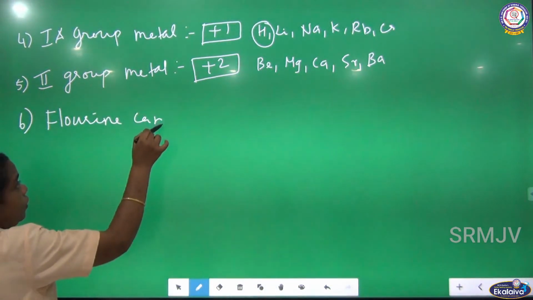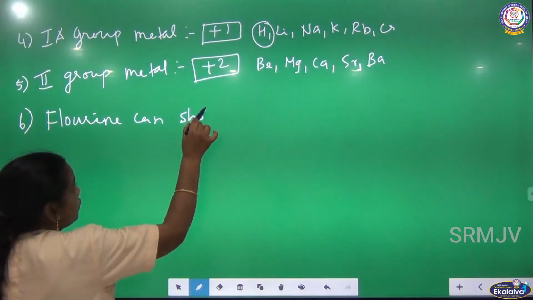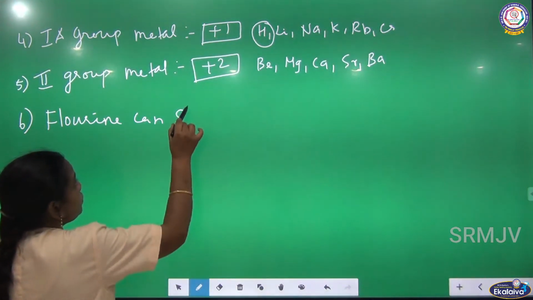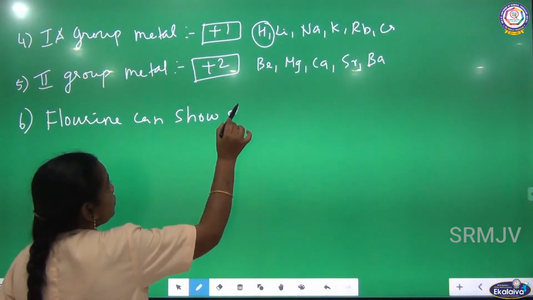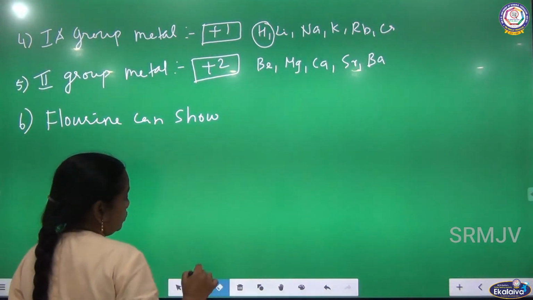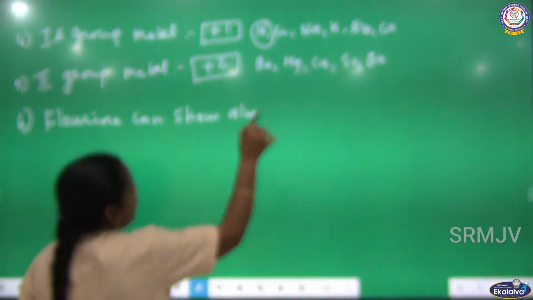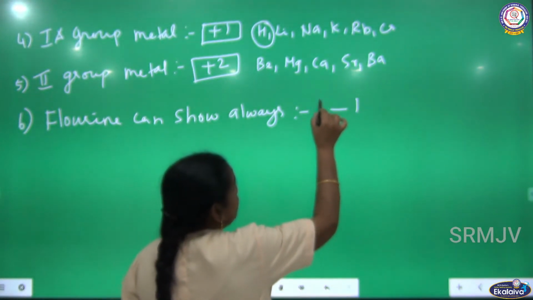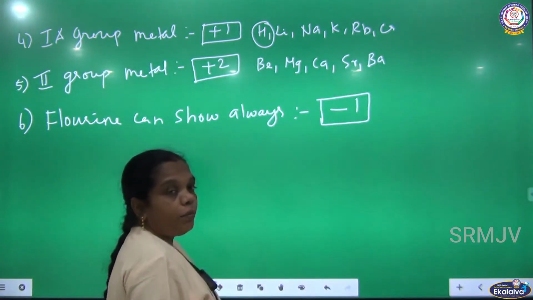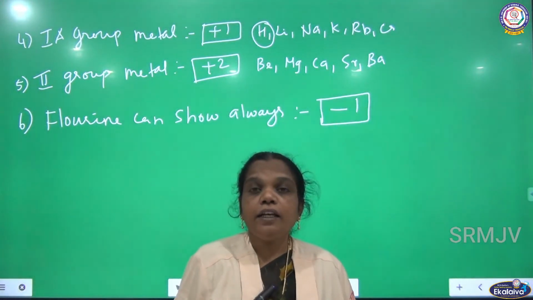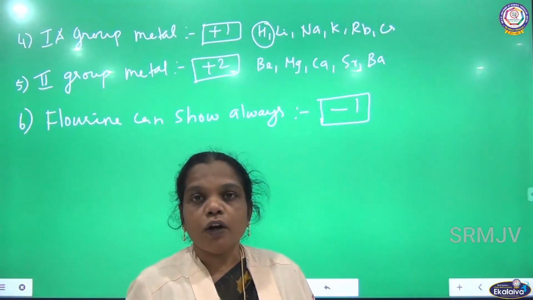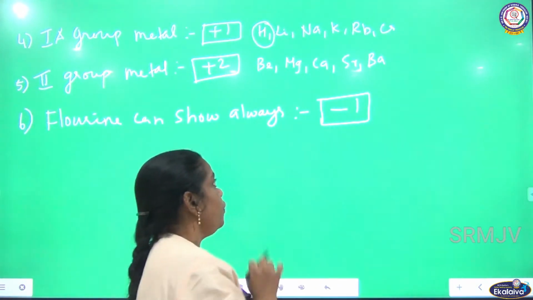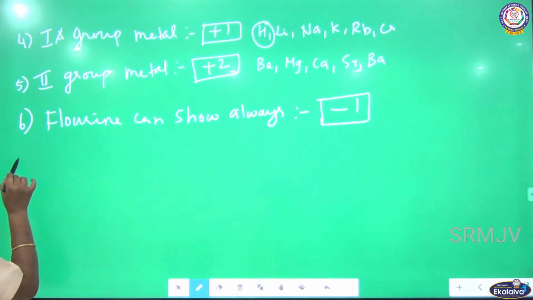Fluorine can show always -1 oxidation, due to its highly electronegative nature. Fluorine is the only element that can show only negative oxidation among the elements. And next one, the halogens.